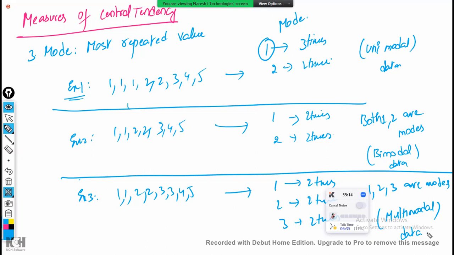Sir, in the median, you have taken the average, right? Average of 1 and 2. For a median, when the center two values are there, you take the average. Similarly, you can take the average of 1 and 2 here also. Why are you taking two modes? You can take 1 and 2, right?